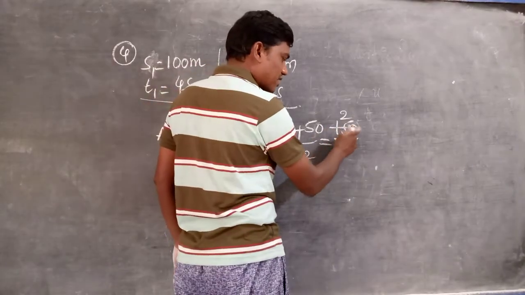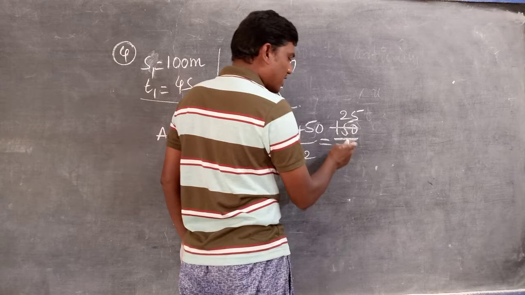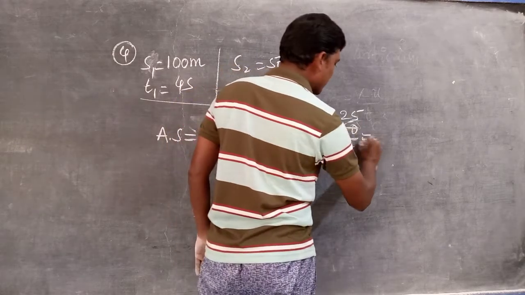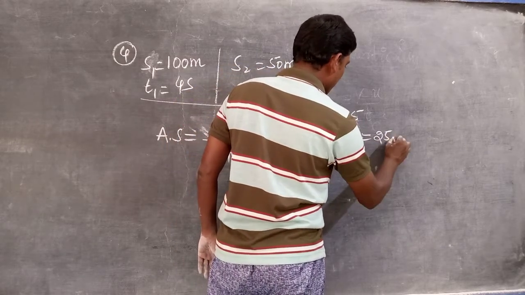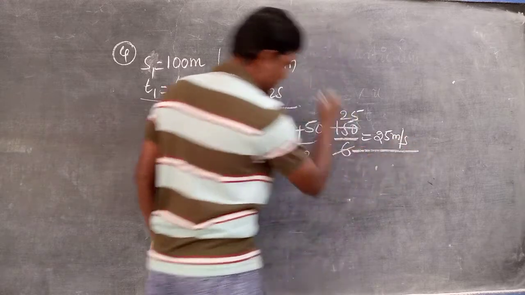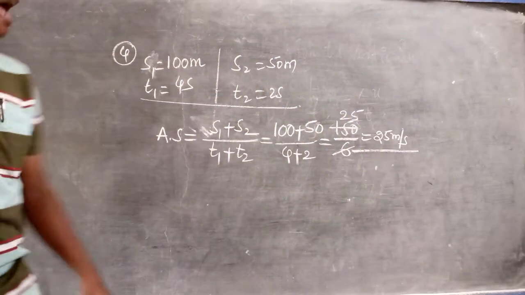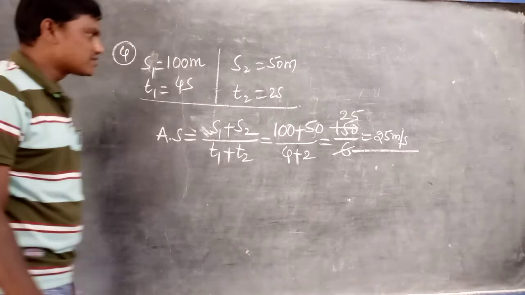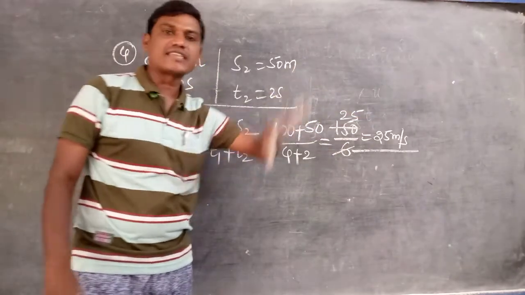6 fives are 30, 6 twos are 12, remaining 3, so 6 twenty-fives are 150. That's why 25 meters per second. This is the average speed. The average speed of the cheetah is 25 meters per second.